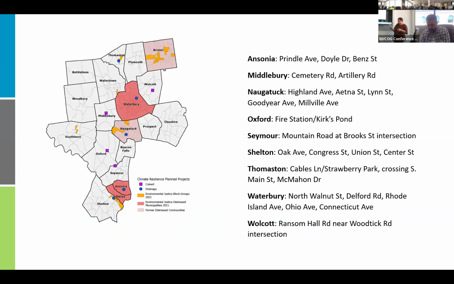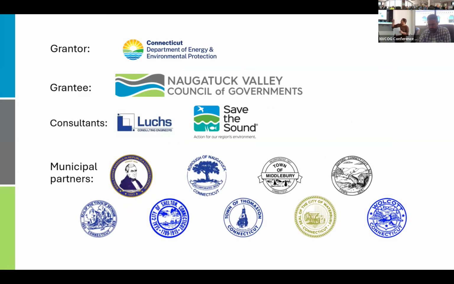So this regional flood resilience project is made possible by a grant from Connecticut DEEP, and they have a climate resilience fund that we applied to. We worked with 9 of our municipalities, which you can see up here. What we did is we worked with them to select 9 flood-prone culverts and drainage areas that had been previously identified in these municipal hazard mitigation plans.